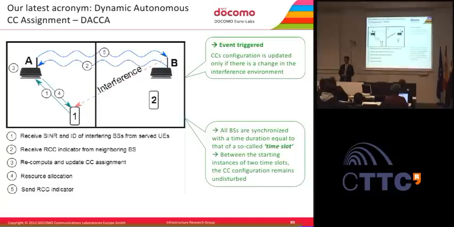This is event triggered, so the component carrier configuration is updated only if there's a change in the interference environment. So it's not done on a millisecond basis, but on the time scale of a few seconds. All base stations are synchronized with a time duration equal to that of a time slot, and between 2 time slots the configuration remains static.